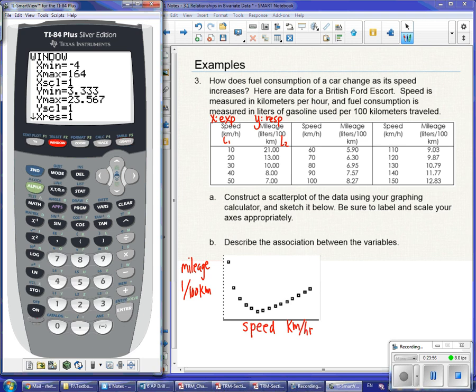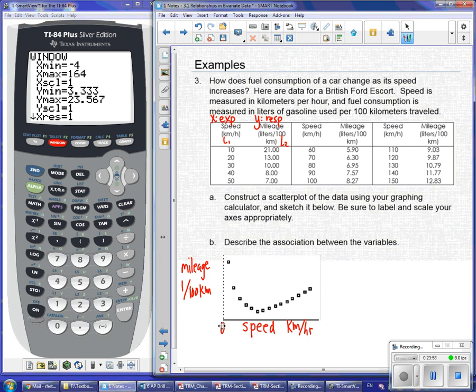And then when we're scaling it, if you just go to your window menu, you obviously don't need to enter any negative values. My x-axis is essentially going from 0 to 164, and my y-axis is going from 0 to about, I'm just going to round to 25. That gives us the scale that we need to understand that image.